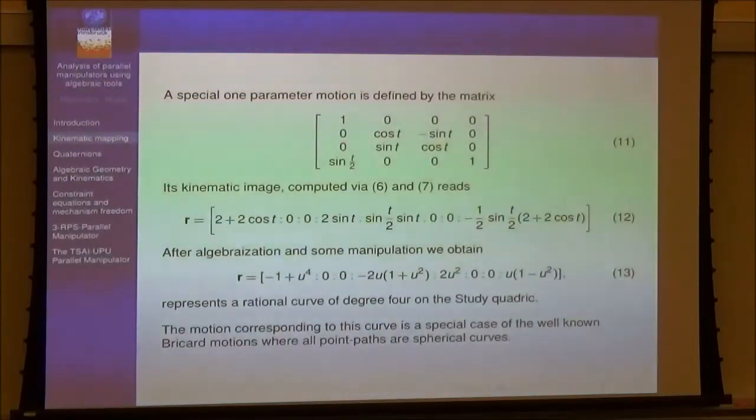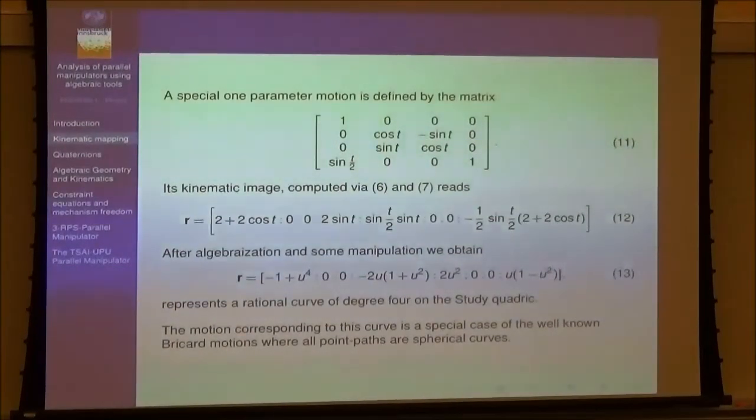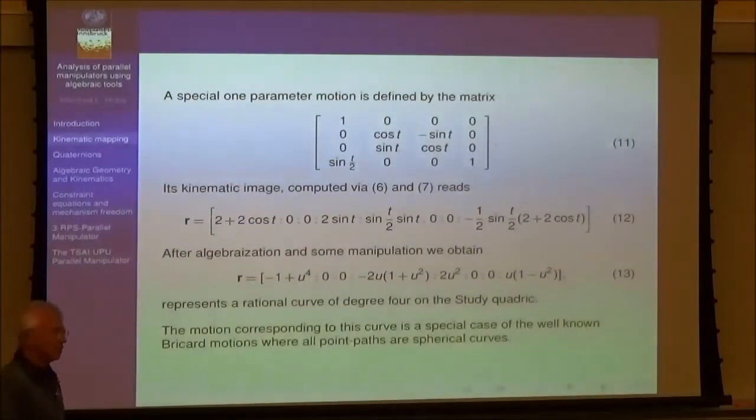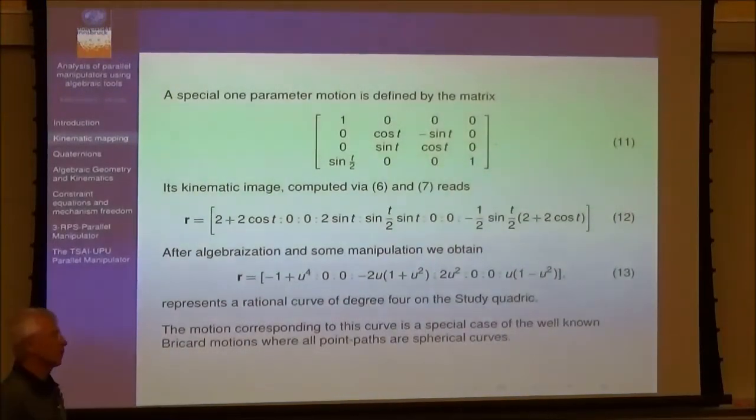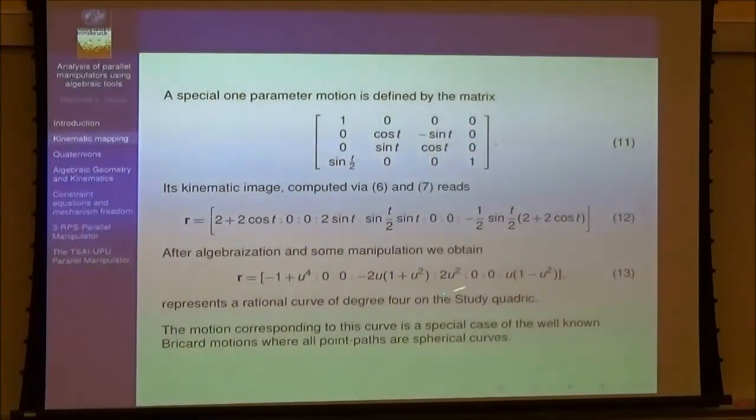You could easily verify that this parametric representation obeys or fulfills the 2D equation, so it is on the 2D quadric. Yeah, it's a special case of a well-known motion, the so-called Ricard motion, where all point paths are spherical paths, spherical curves, of special interest for those who study Stewart-Gough platforms, because this corresponds to a motion where the platform is not stable, where it is overall singular, architecturally singular. Maybe I can talk on this a little bit later.